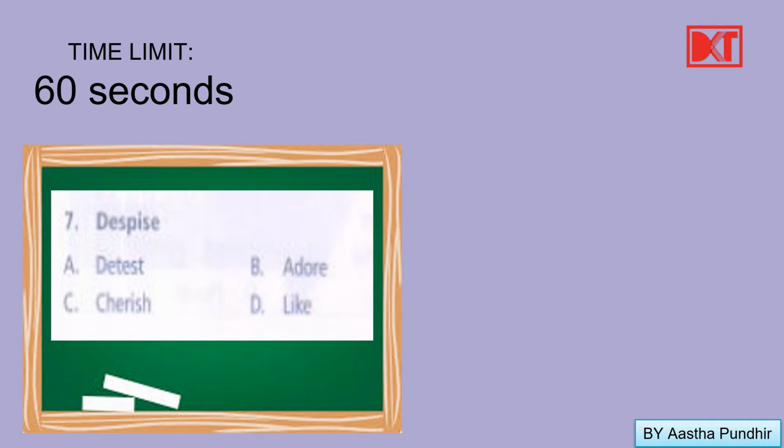Okay, so here, despise, what is despise? The options are A, detest, B, adore, C, cherish, D, like. Now, here, the correct answer is A, detest. Hating something, not liking something, dislike. That is referred to as despise, detest. These are synonyms of each other. The other options, B, adore, C, cherish, D, like, refer to liking something or someone. So adore, cherish, like. Alright, these are synonyms of each other.